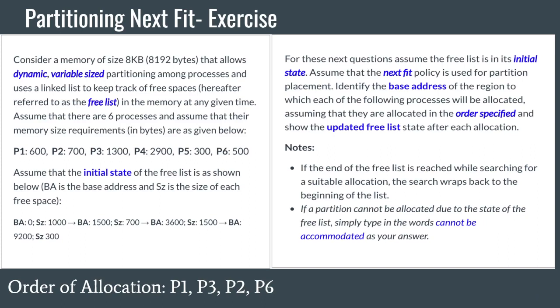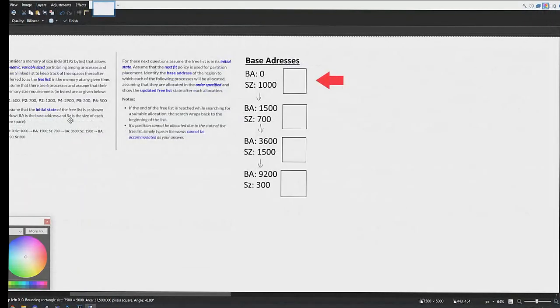All right, so we have the next bit exercise. I'll pull up Paint for this one. So we have 6 processes. One is 600, one is 700 size, 1300 size, 2900 size, 300, and 500 size. And then we have 4 potential places we can put these processes.